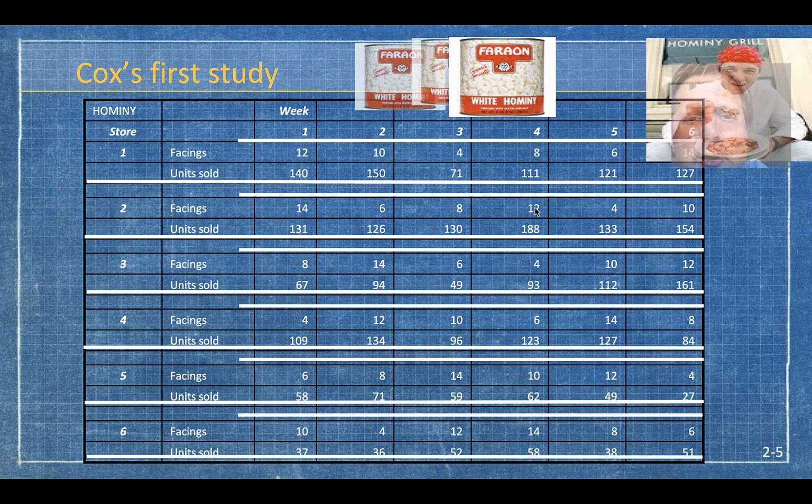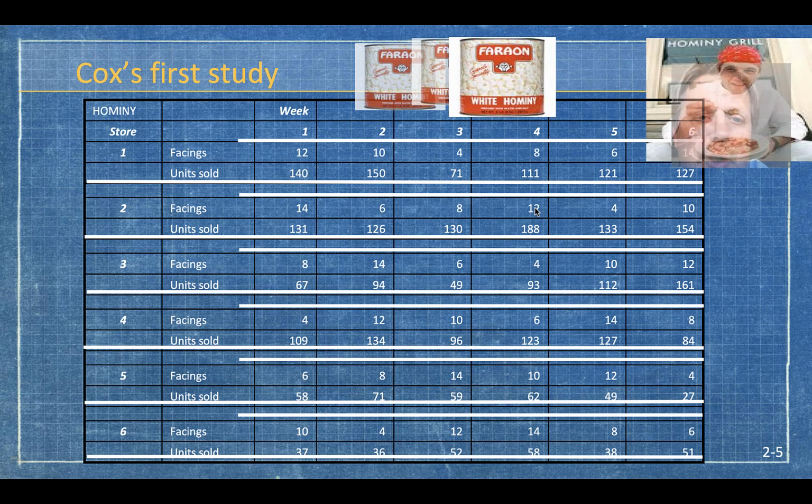You need to use something called Latin square design, meaning that, like in this case, you have 6 different manipulations. You have anywhere between 4, 6, 8, 10, 12, and 14 facings of this hominy. And if you have 6 manipulations, then you need to test it over 6 weeks, and you need to test it in at least 6 stores.